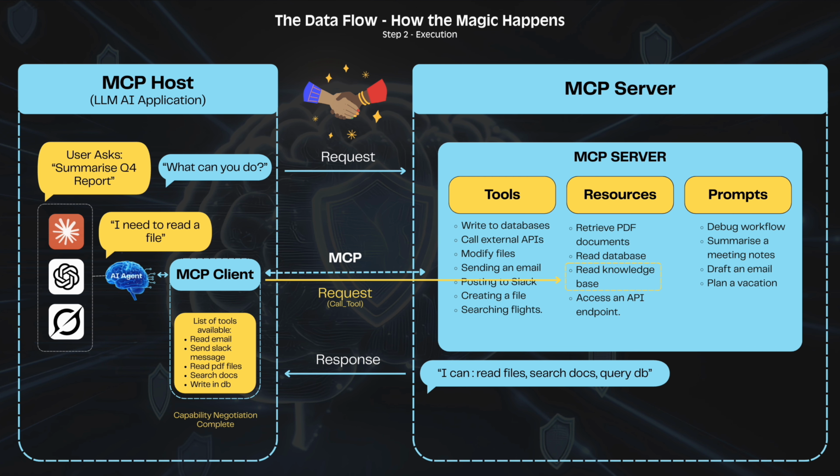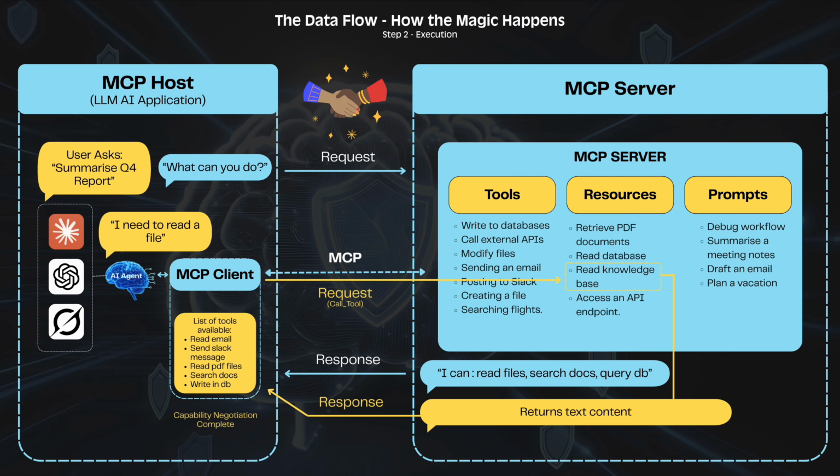The client then sends a standardized MCP request, invoke tool, to the server with the tool name and arguments. The server executes the actual logic, reading the file or the database or knowledge base document, and returns the result in a structured format. In this case, it reads the knowledge base article and returns the summarized Q4 report to the MCP client as a response. Then the agent processes the result and responds to the user with the final result.